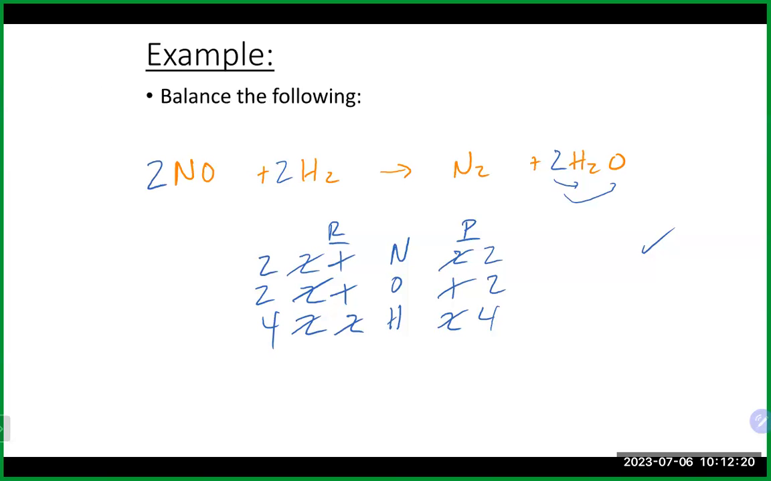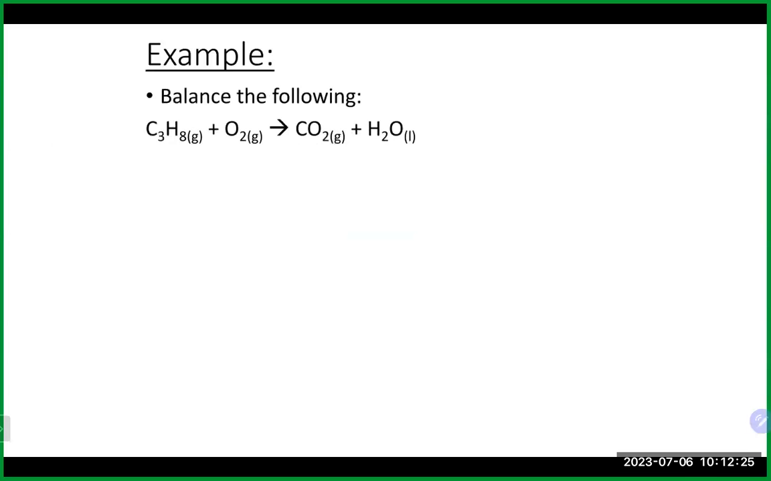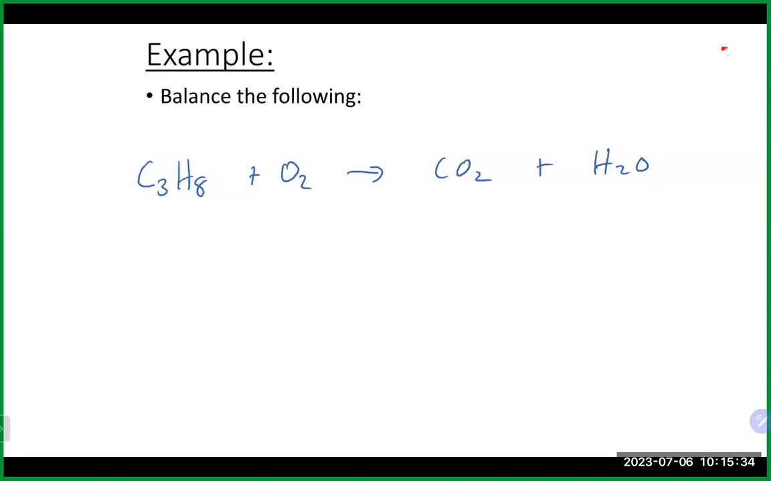All right, so let's take a look at a couple more here. Just make sure. All right, so balance up this guy here. All right, so let's take a look. We got carbon, hydrogen, and oxygen. We have reactants, we have products. So we have 3 carbons on the left, we have 1 on the right, 8 hydrogens on the left, 2 on the right, and oxygens 2 on the left, and we do have 3 on the right, again 2 there and 1 more over here.